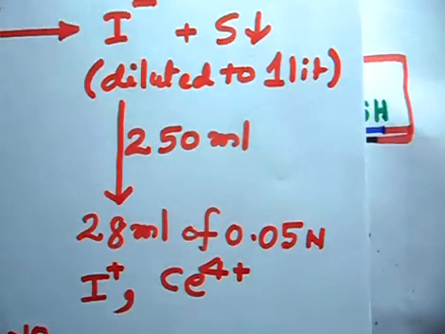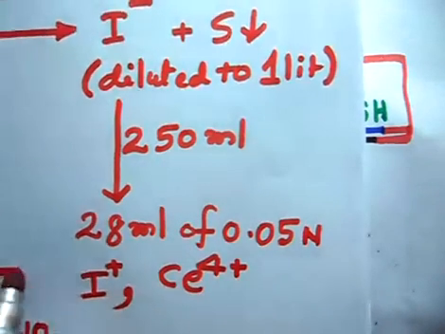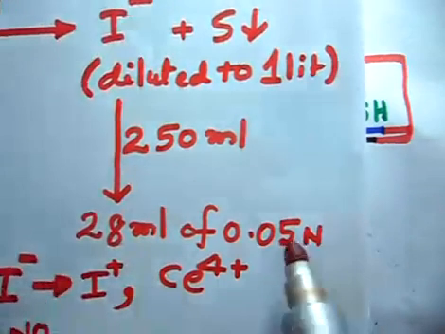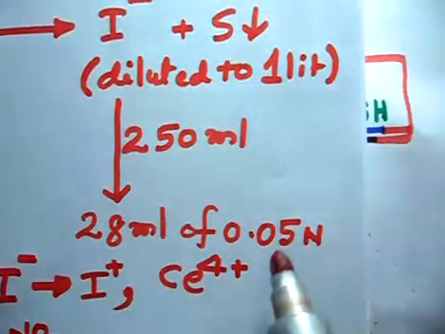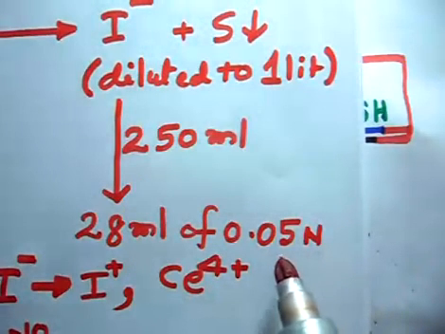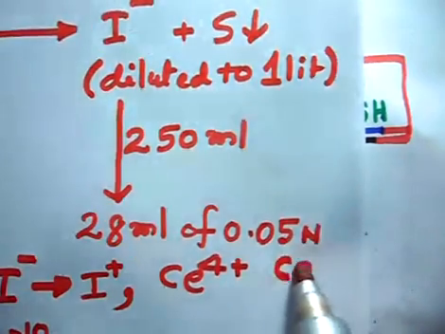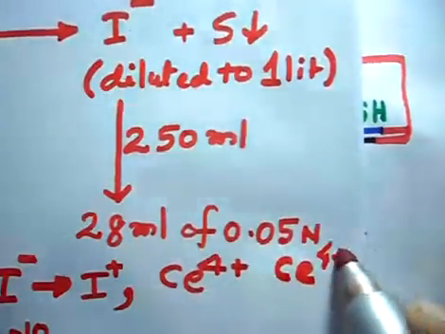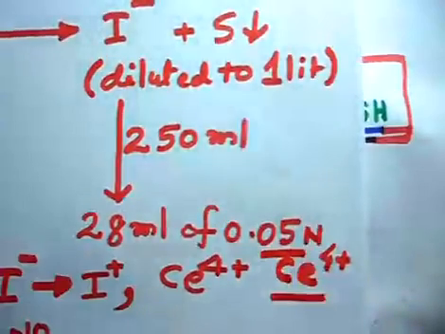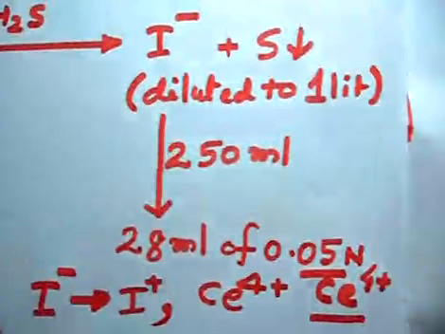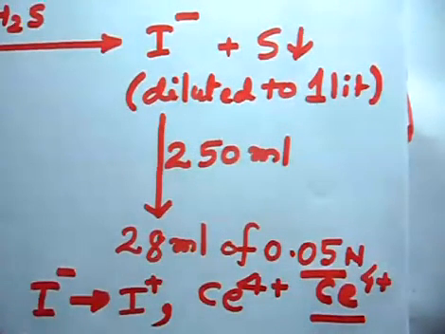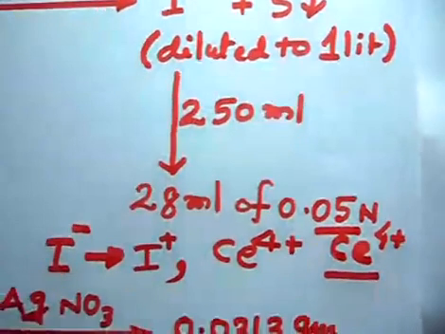So this is the conversion of I minus to I plus, and this is 0.05 N of selenium 4 plus. So this is 0.05 M of selenium 4 plus, you can write here itself. So this is selenium 4 plus, so 0.05 N in selenium 4 plus. So copy fast.